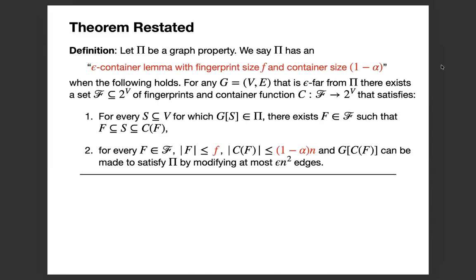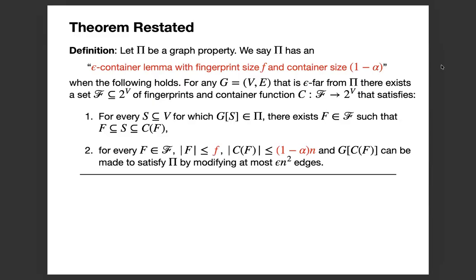We're going back to these general graph properties. We say that our graph property pi has an epsilon container lemma with fingerprint size f and container size 1 minus alpha if the following holds. For any graph that is epsilon far from pi, there's a set of fingerprints. Instead of containers, we're actually going to go over the fingerprints, which ends up being important for the proof, and some container function that satisfies the following. For every subgraph that satisfies the property, there is some fingerprint and associated container where the subgraph is a subset of the container.